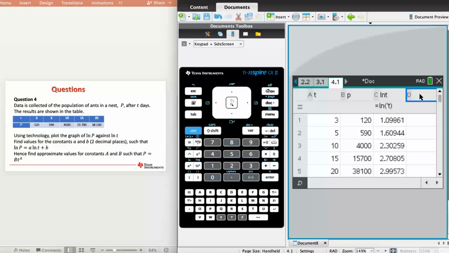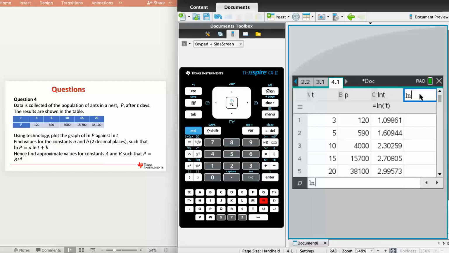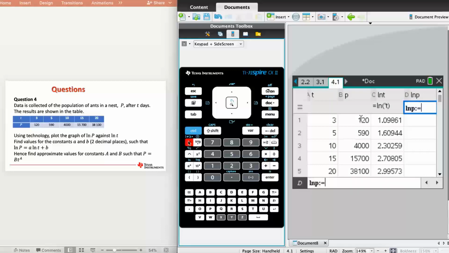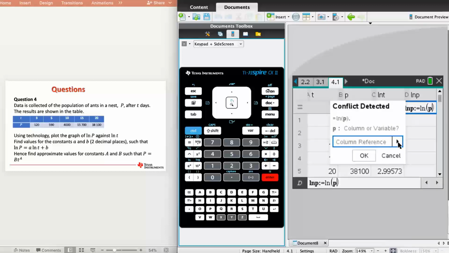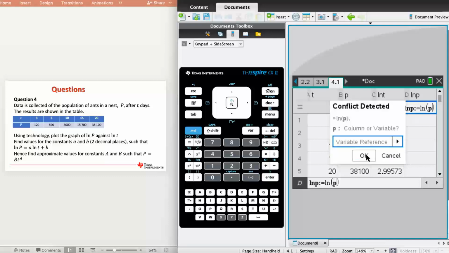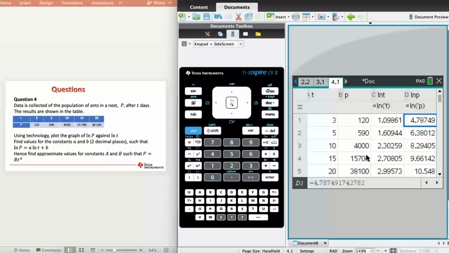Column D needs to be the natural log of the population of ants, so I'm going to call that LNP and do exactly the same thing. So I've got equals, control natural log, and it's the column with the variable reference of P. Again, it's a variable reference, and there's my list of values.